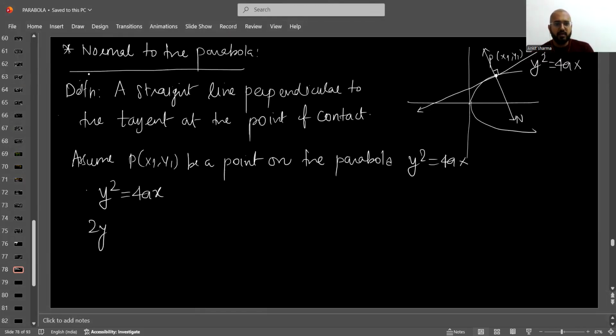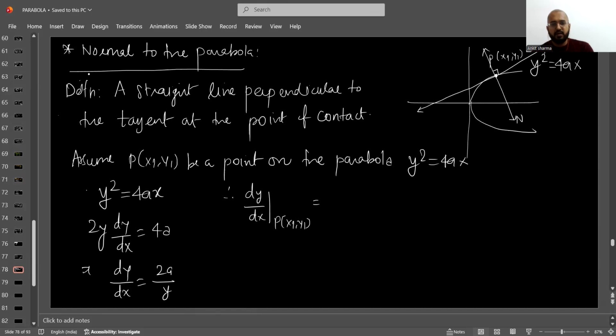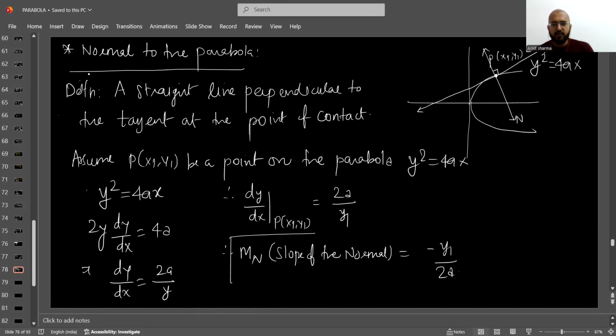So I have 2y dy over dx is equal to 4a. That means from here dy over dx is equal to 2a over y. Therefore, slope at point P, which is x1, y1, turns out to be 2a over y1. So slope of the normal would be the negative reciprocal of the slope of the tangent. So I have here minus y1 over 2a. This is my slope of normal.